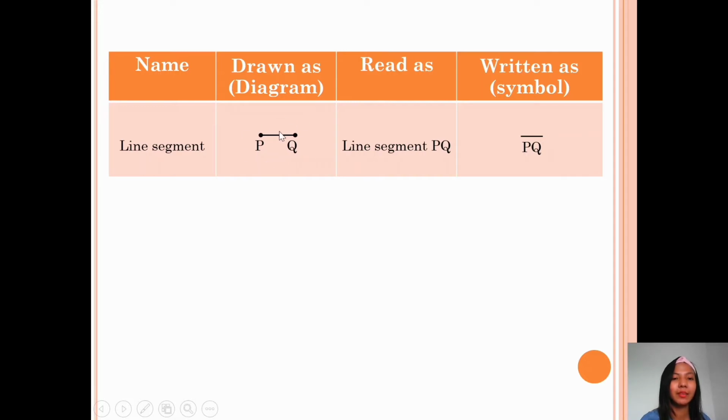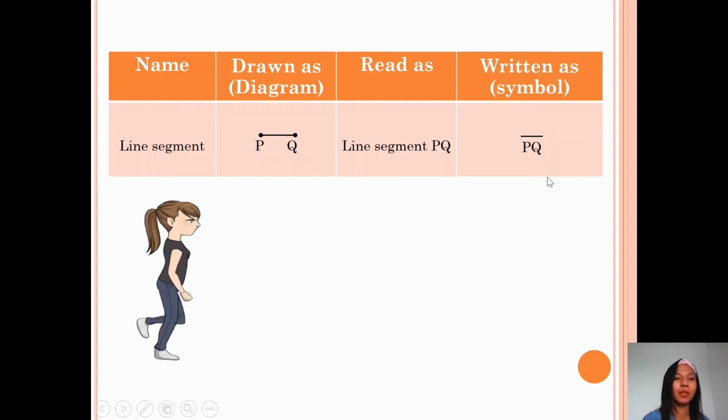Again, can you read this? Line segment PQ. When you write it down, just write letter P. If the diagram shows big letters, you should write big letters. Big letter P, big letter Q, and don't forget to write the symbol above the line segment. Unlike the line, which has an arrowhead on both sides, the line segment has no arrowhead. Just this one straight line.